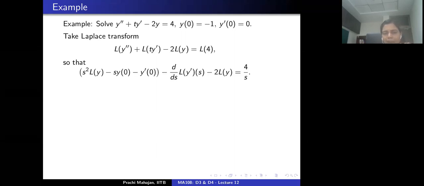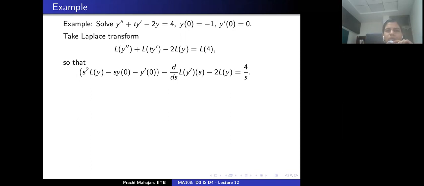So the first thing is the following. I'm going to take the Laplace transform, under the assumption that the solution y satisfies whatever is required by the appropriate theorem. Which means the Laplace transform of y double prime plus the Laplace transform of t y prime minus 2 times the Laplace transform of y is equal to the Laplace transform of 4, the constant function 4.